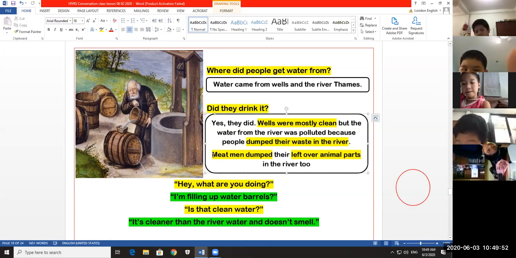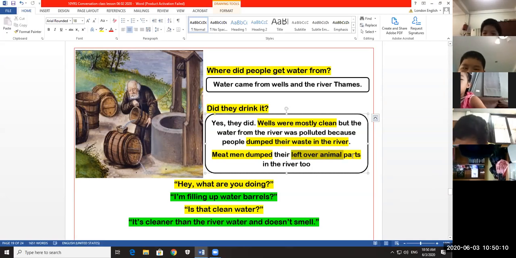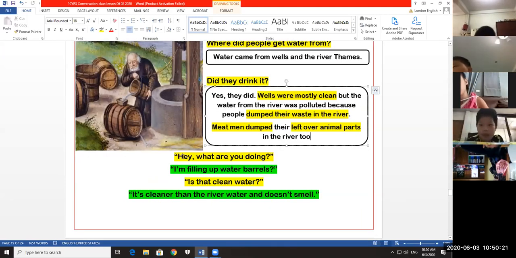We've got something called meat men here. These are butchers, if you know what that means. What did they dump in the river, August? Leftover animal parts in the river too. Yeah, good. Well done. So they dumped animal parts in the rivers, okay?